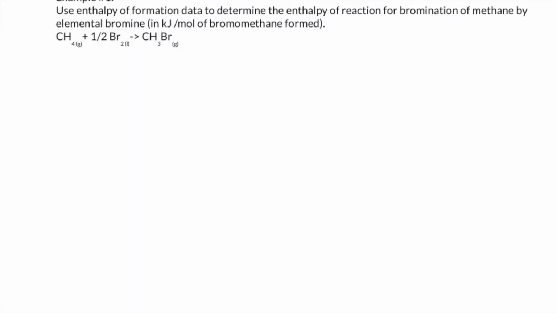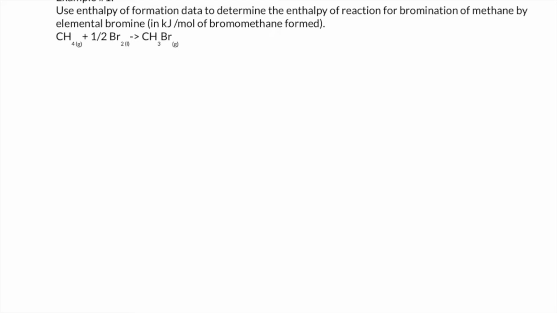So the first example, we're going to use the enthalpy of formation data to determine the heat of reaction for the bromination of methane. And we've got the chemical equation written down here. Now I'm going to solve this in two ways. I'm going to use an enthalpy diagram and an equation the first way, and then I'll use the energy cycle, which the IB loves to do, another way.